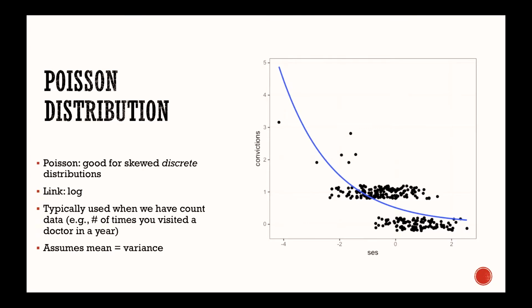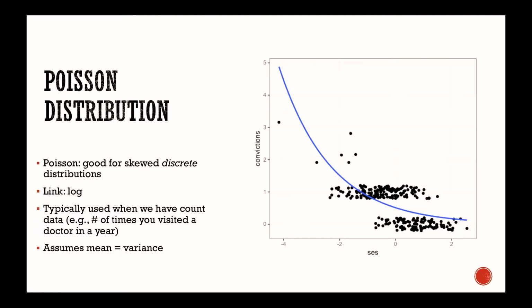The Poisson distribution is great for skewed, discrete distributions. The default link is the log, and we typically use this when we have count data. For example, the number of times you visited the doctor in a year, the number of times you have been to Disneyland, the number of times you have attempted suicide, and so on.